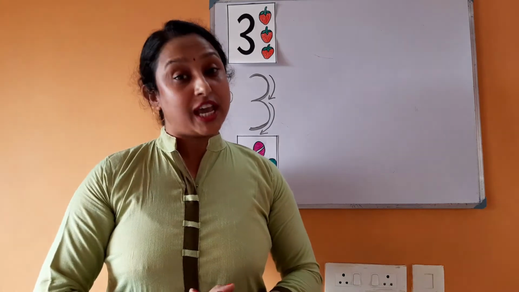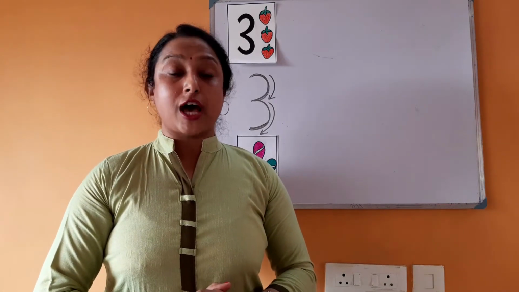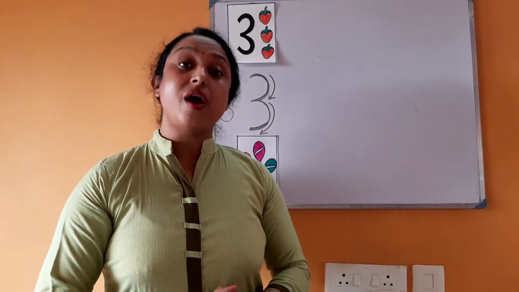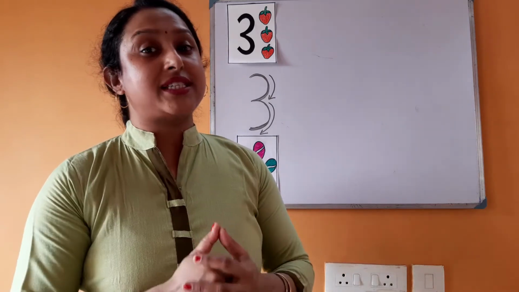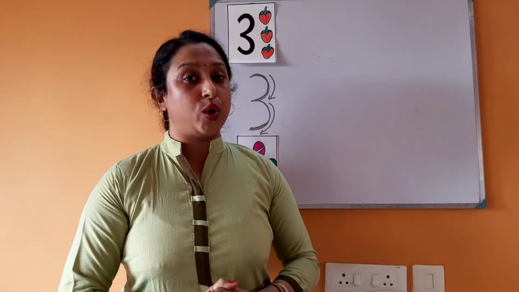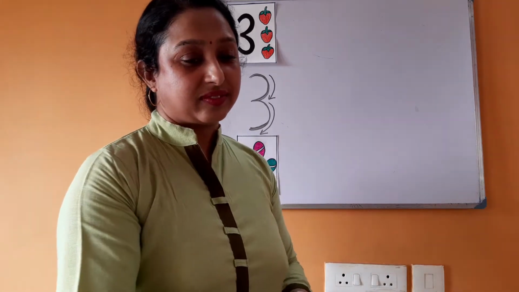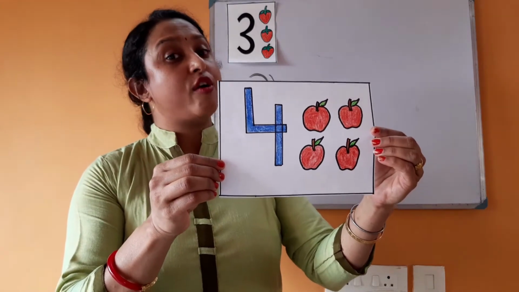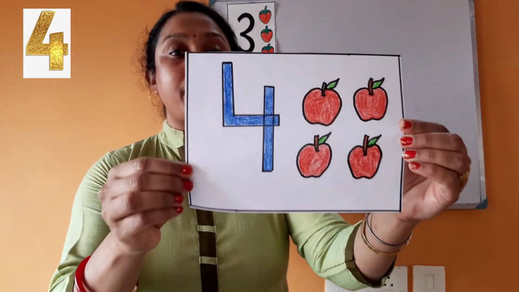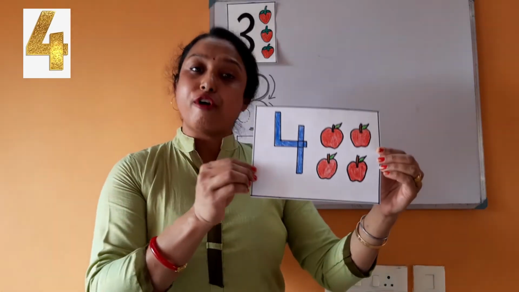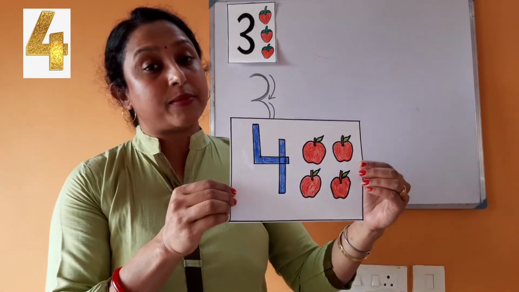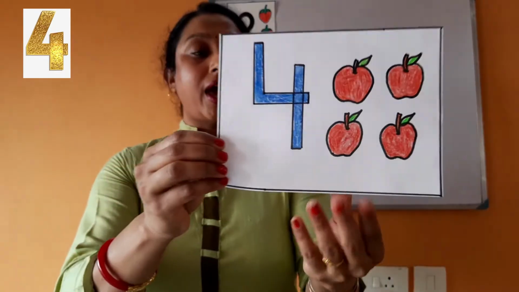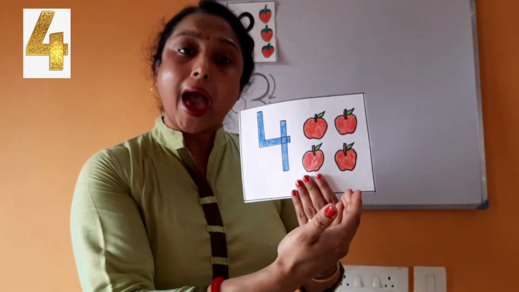Now children, tell me which number comes after number 3? Yes, number 4. So let's see how does the number 4 look like. This is number 4. Which number? Number 4. Children, please repeat after me. This is number 4. And these are apples.